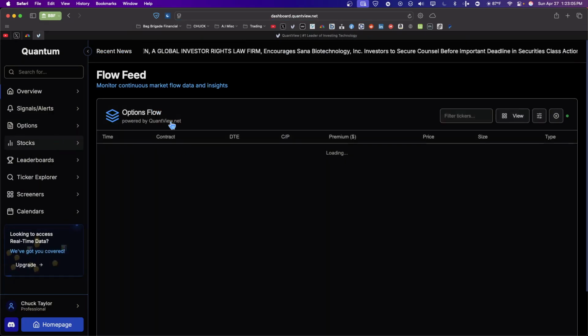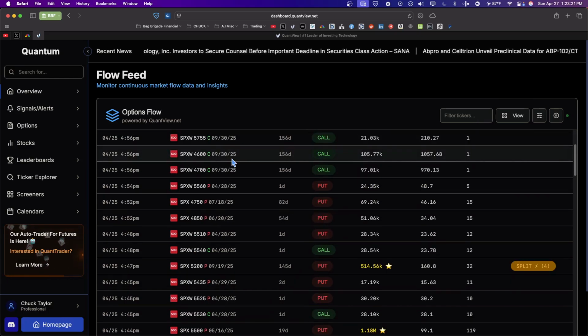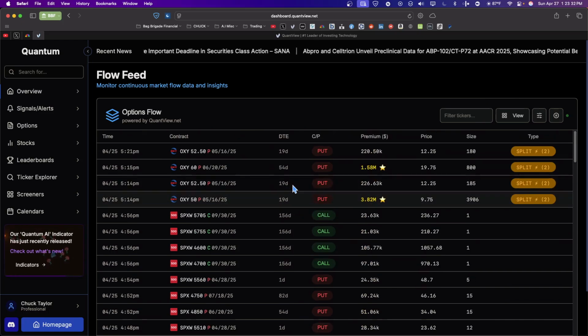So flow feed. This basically is literally a live feed. It's not live right now, but a live feed of any option that is being purchased in real time. So during the day, any option, any strike price, any equity, whatever, any expiration date, yada yada yada. This thing will constantly be moving. It's very hard to watch it because it just moves so fast.